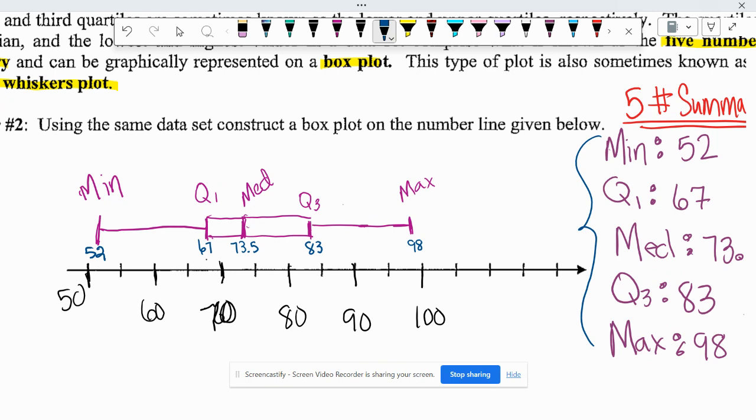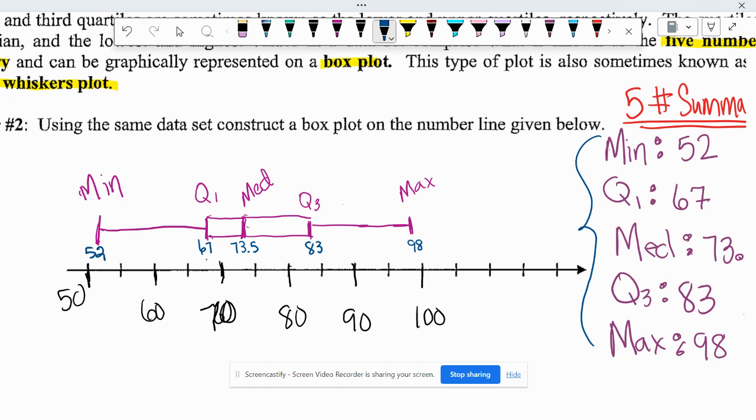What do you guys think about that? Pretty easy, right? Okay. We're just finding the middle, and then we find the middle of the lower part and the middle of the upper part, and that's it. Okay, so we're just finding a bunch of the middles. Alrighty.